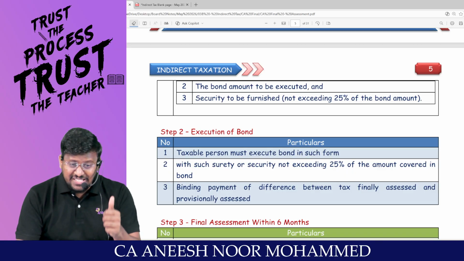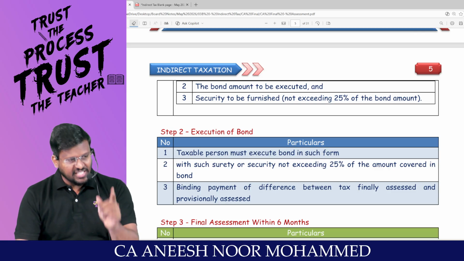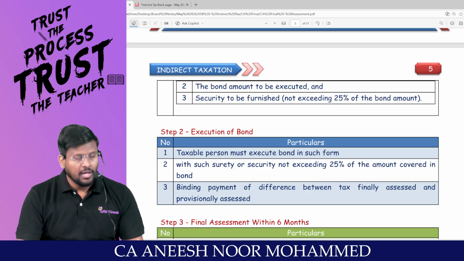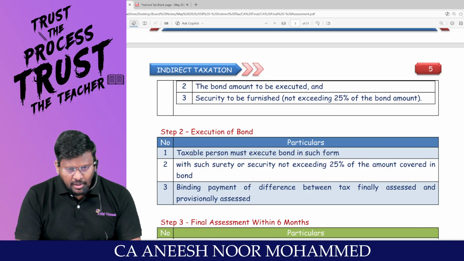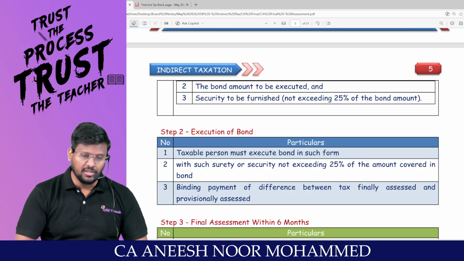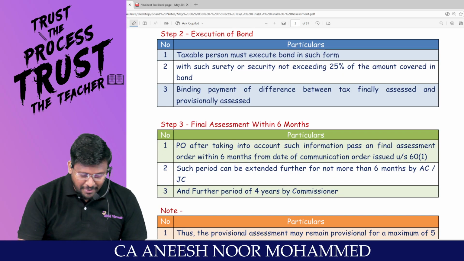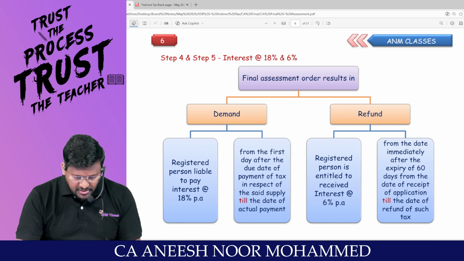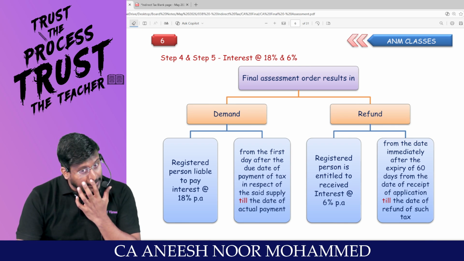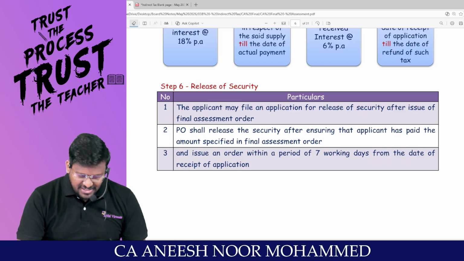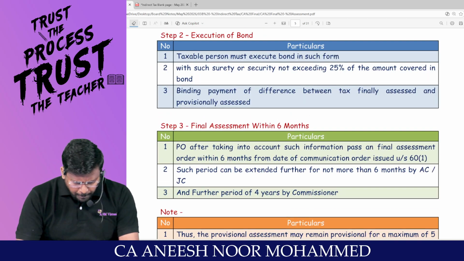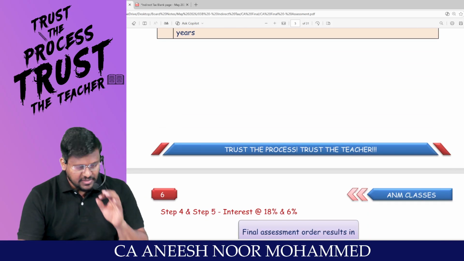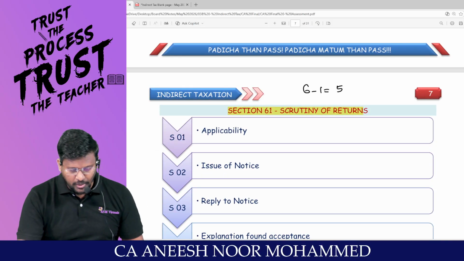Now you tell me, what is section 59? Self-assessment. What is section 60? Provisional assessment. Section 60 is how many step approach? 6-step approach. Step number 1, applicability. What is step number 2? Execution of bond. What is step number 3? Final assessment within a reasonable time. What is step number 4? Interest payable at the rate of 18% or interest receivable at the rate of 6%. What is step number 6? Release of security. For every step we will be having detailed explanation, so nothing to worry with regard to that. Are you all really with me?